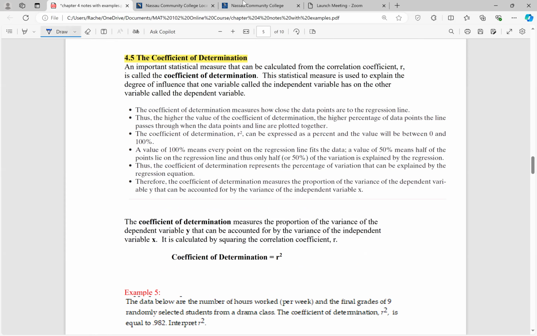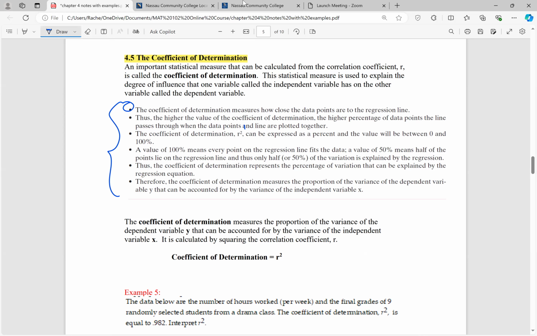So I have a bunch of bullet points here. The coefficient of determination measures how close the data points are to the regression line. I'll talk more about regression analysis in the next lecture, but just think of the regression line as the line that best fits the scatter plot. So the higher the value of the coefficient of determination, the higher the percentage of data points the line passes through when the data points and line are plotted together.